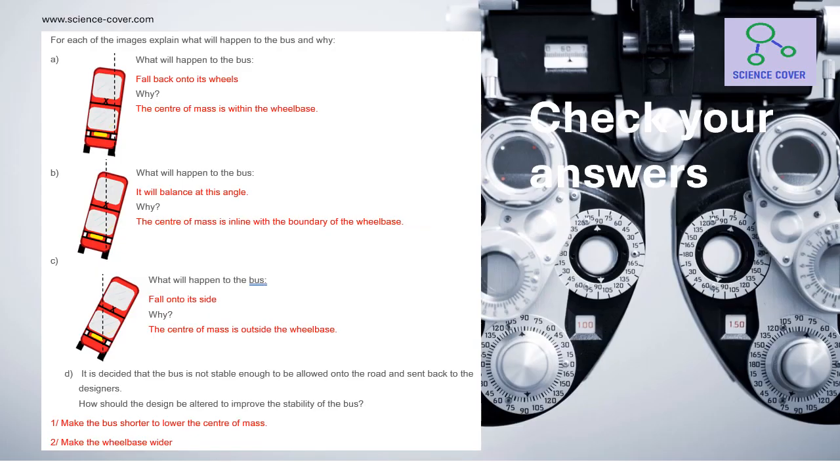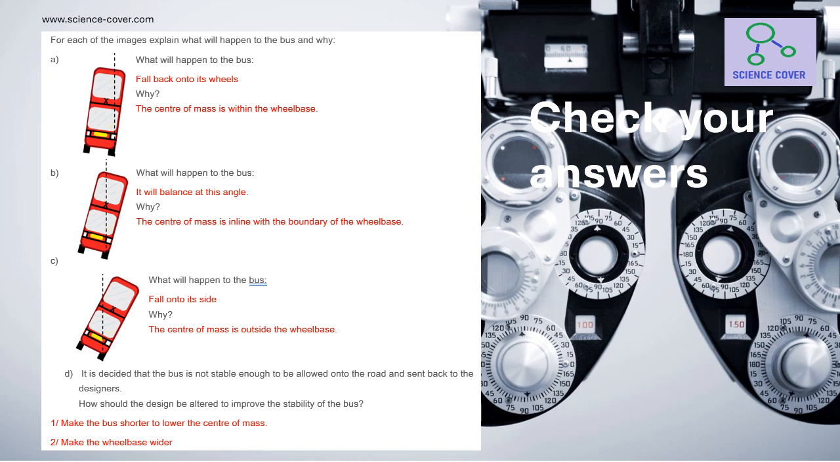Let's check our answers. For each of the images, explain what will happen to the bus and why. For A, the bus will fall back onto its wheels. This is because the centre of mass is within the wheelbase. In B, the bus will balance at this angle. The reason is that the centre of mass is in line with the boundary of the wheelbase. For C, the bus will fall onto its side. This is because the centre of mass is outside of the wheelbase.